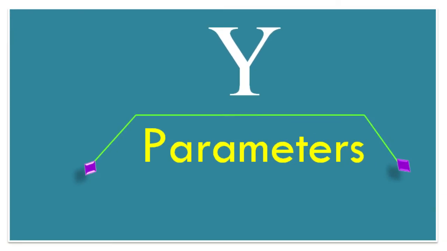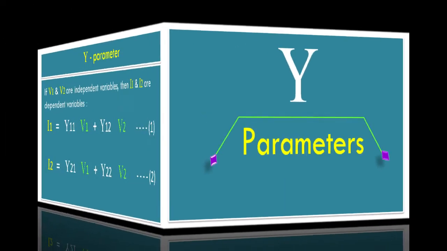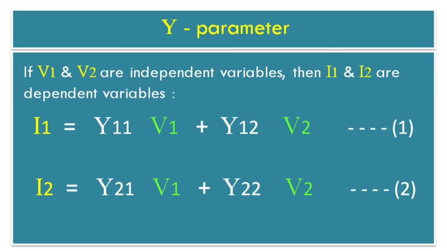Let's study representation of Y parameters. If voltages V1 and V2 are independent variables, then currents I1 and I2 are dependent variables. Now Y parameters in equation form are represented as: current I1 is equal to admittance Y11 into voltage V1 plus admittance Y12 into voltage V2, which is given by equation 1, and current I2 is equal to admittance Y21 into voltage V1 plus admittance Y22 into voltage V2, which is given by equation 2.